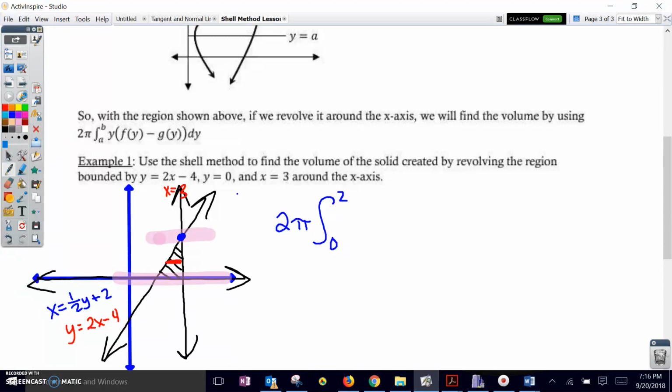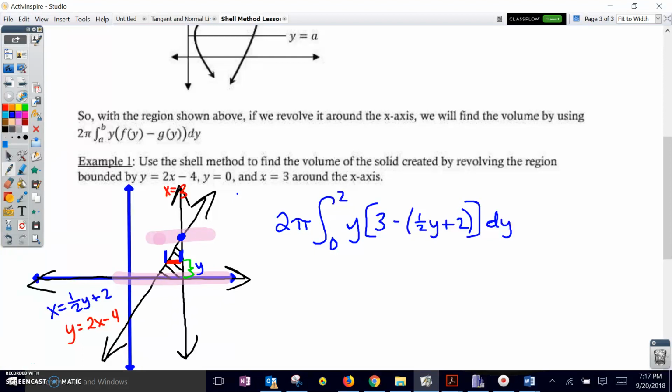First off, we need the distance that the strip is from the axis of rotation, and that's just going to be the y coordinate of the strip, since we're going around the x-axis. The distance from there to there is y. And then I need the height of the strip, and I'm going to take the bigger minus the smaller, which in this case is the more right minus the more left. And so x equals 3 is the rightmost line, and x equals 1/2 y plus 2 is the leftmost line. And there's my integrand setup that I'm going to use to find the volume of this region using the shell method.